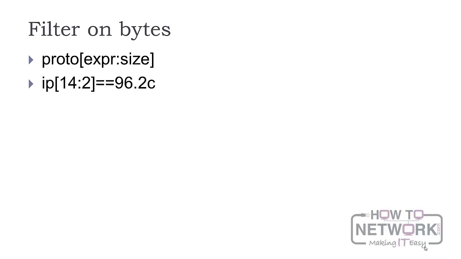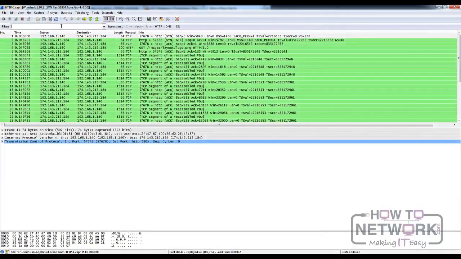Display filters also allow filtering on any byte you want. It uses the same format as capture filter proto[offset:size]. For example, ip[14:2] equals 96:2c. However, those filters are seldom used because Wireshark has most of the necessary data to filter in fields and virtual fields, which are written in square brackets.